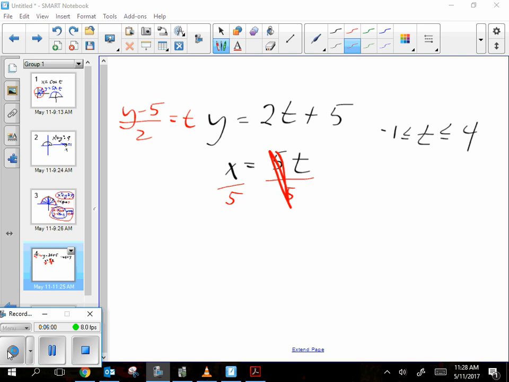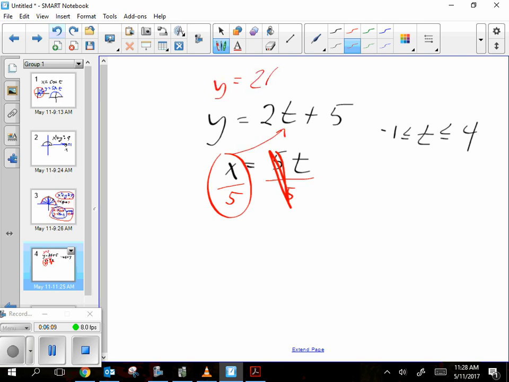I personally like the first one to be solved like this. And t is x over 5, and then I can just put an x over 5 right there. So it's y equals 2 times x over 5 plus 5. And that is rectangular. But it doesn't have its limits.